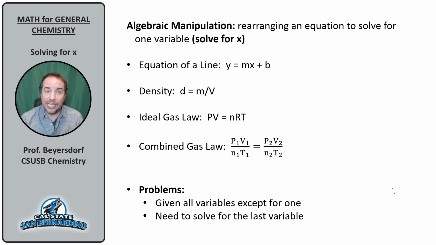You may see the equation of a line, y equals mx plus b, or an equation for density, or the ideal gas law, or something like the combined gas law, P1V1 over N1T1 equals P2V2 over N2T2. Now, you may not have used these yet in general chemistry, but these are just some examples of different equations. A lot of the problems, you'll be given a bunch of variables, except for one, and then you will have to solve for that last variable.